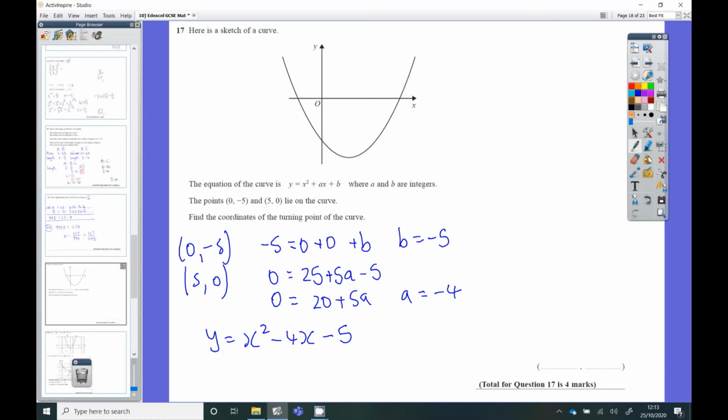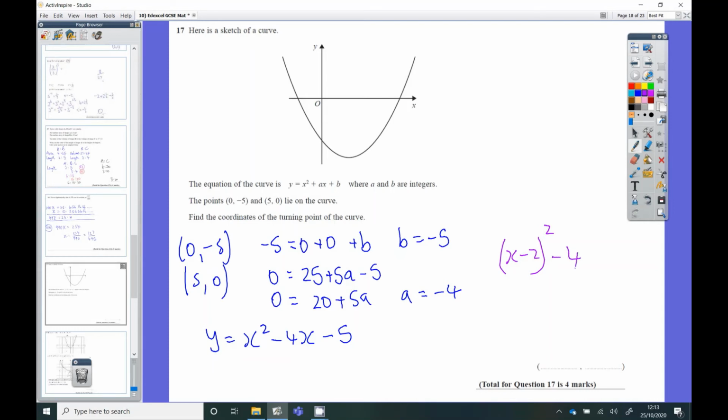Now I think the easiest way to do this is to complete the square. Because the coefficient of x is minus 4, we choose to halve that and kick off with x minus 2 all squared. Multiplying that out, we get x squared minus 4x plus 4, but we don't want that plus 4, so we back it out with a minus 4.